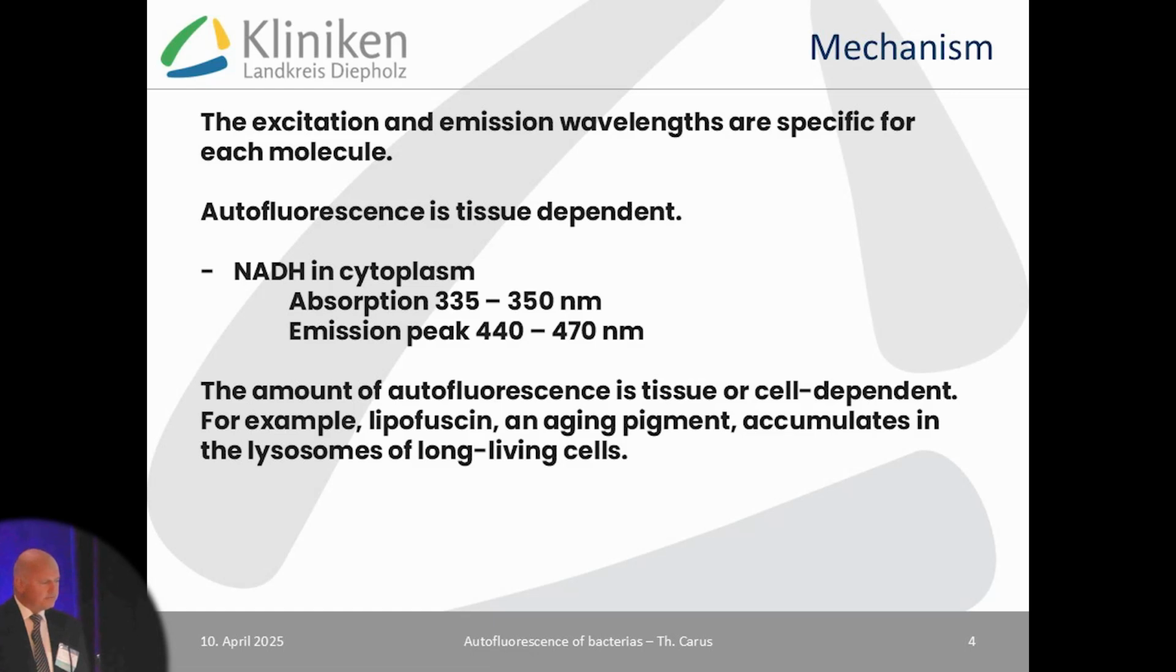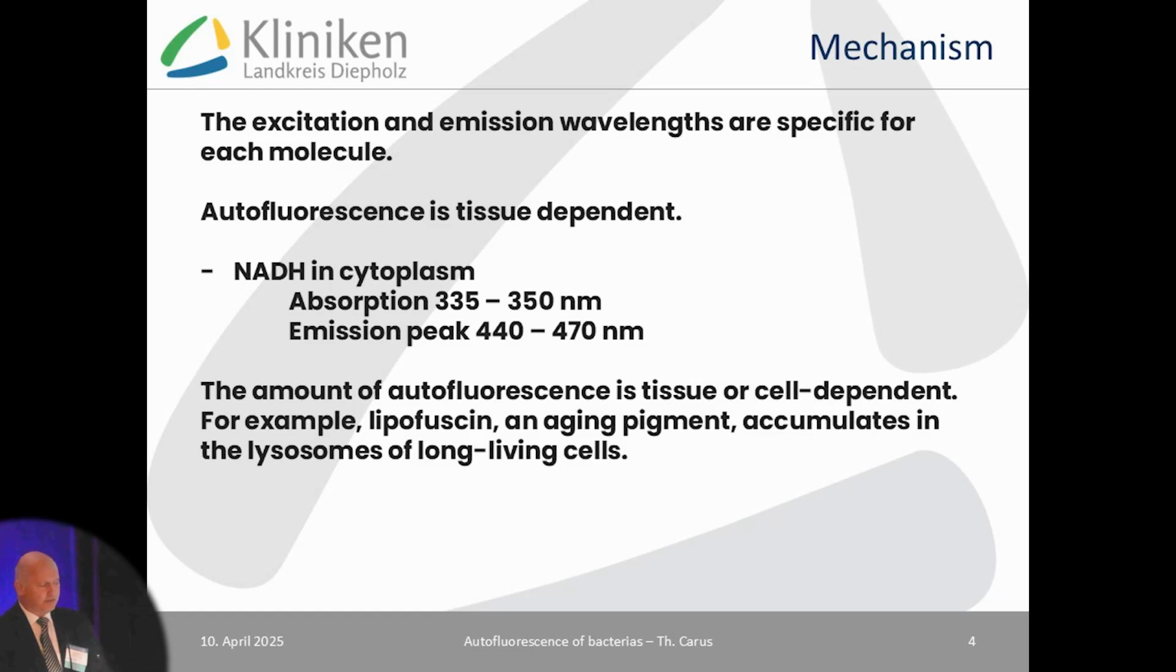There's a special mechanism we know from fluorescence. You have a special wavelength for excitation, which is always lower than the emission wavelengths, and specific for each molecule. If you take NADH in cytoplasm, for example, we have an absorption maximum with 335 to 350 nanometers, and the emission peak with 440 to 470 nanometers. That means if you want to make NADH fluorescent, then you should have a light source with a wavelength of 335 to 350. And you need a filter with this wavelength of 440 to 470.